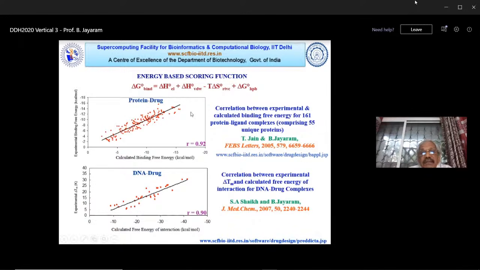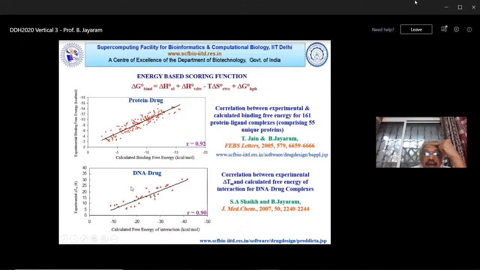So we created a methodology called BAPPL, where you feed the complex and it gives you the free energy. And here we are trying to compare with the different methodologies and also with the experimental values, and we find that the correlation is decent, 0.9, etc.